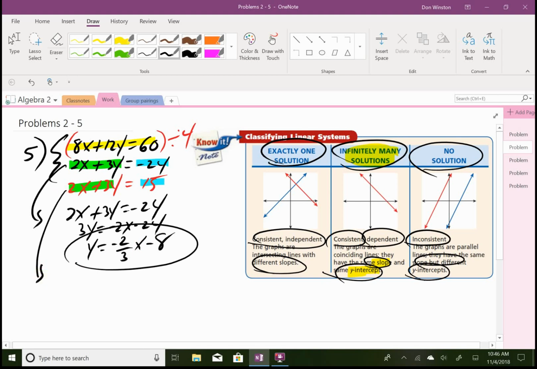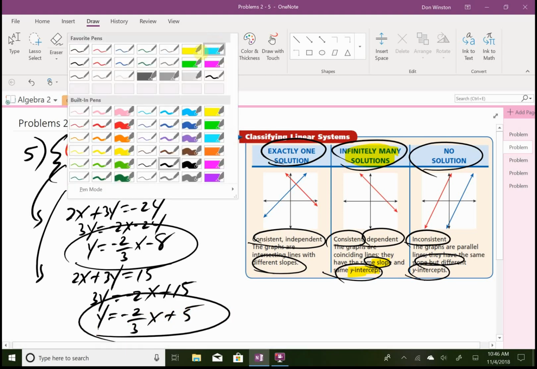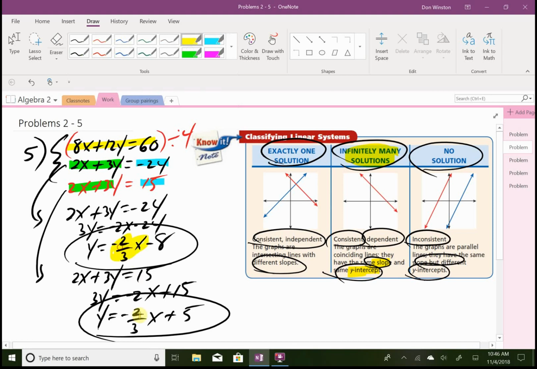Okay, I'll solve this one for y. So I have 2x plus 3y equals 15. Subtract 2x, I get 3y equals negative 2x plus 15. Divide by 3, I get y is equal to negative 2/3 x plus 5. That's my second equation. So as I indicated before, we're going to have the same slope, but different y-intercepts. So we have an inconsistent system here. Inconsistent and no solution. Parallel lines. They do not intersect.